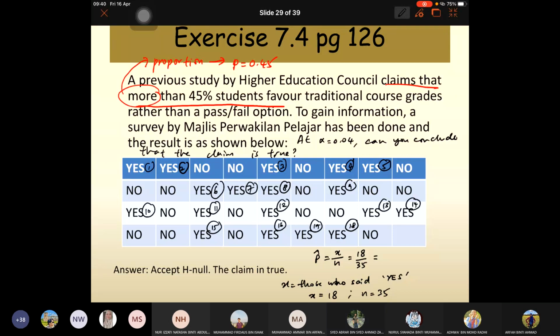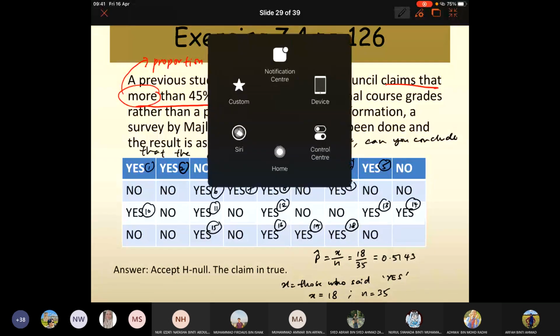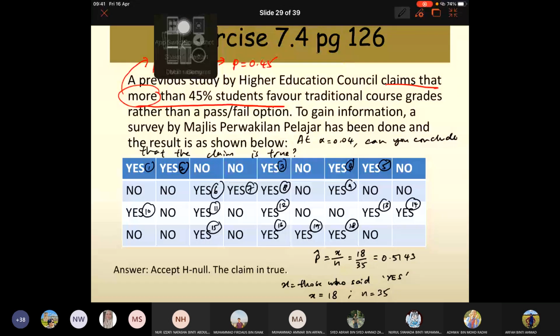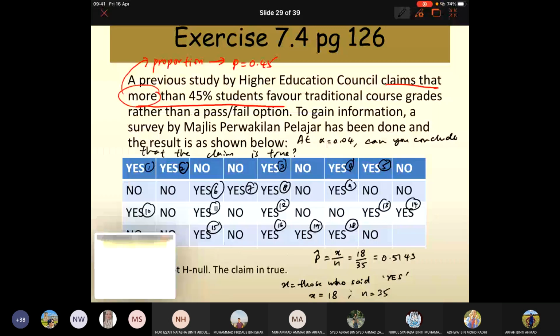Sampai 51. 0.5143. So this is your P hat. So saya bagi awak salin dulu, yang lain boleh carry on with the next step of the hypothesis testing. Macam mana kita nak buat the hypothesis testing?